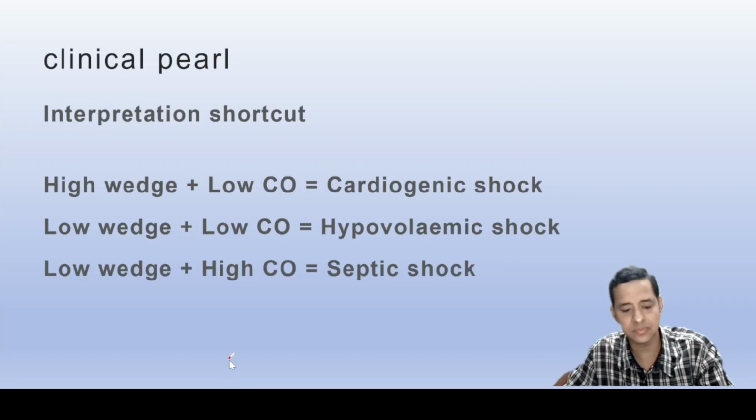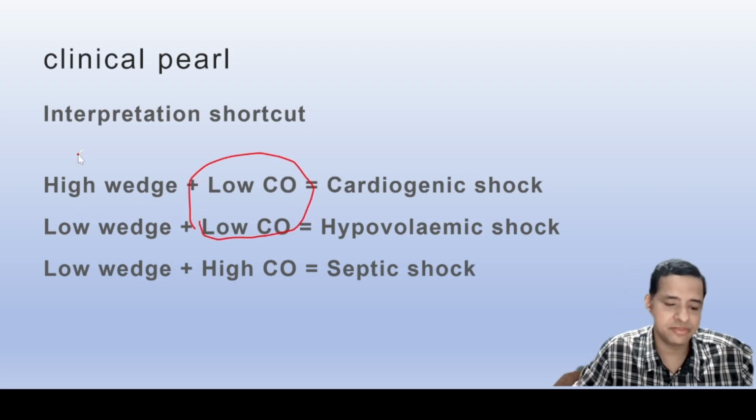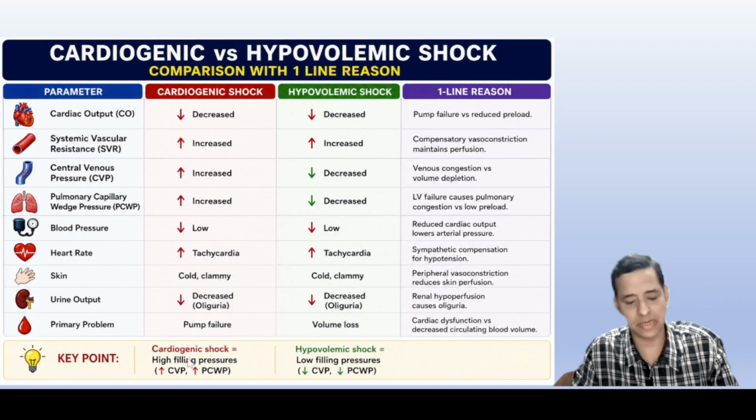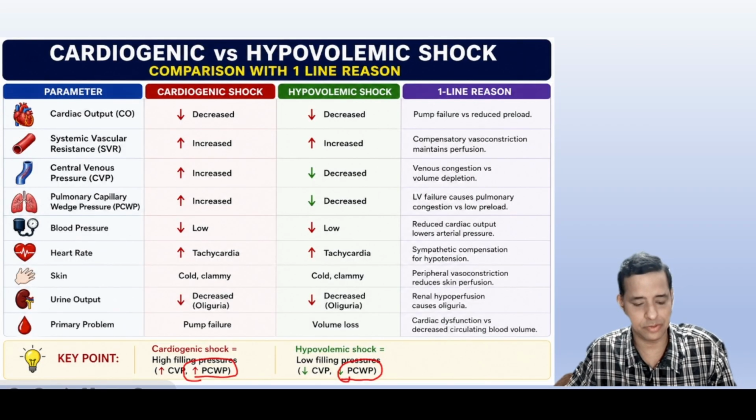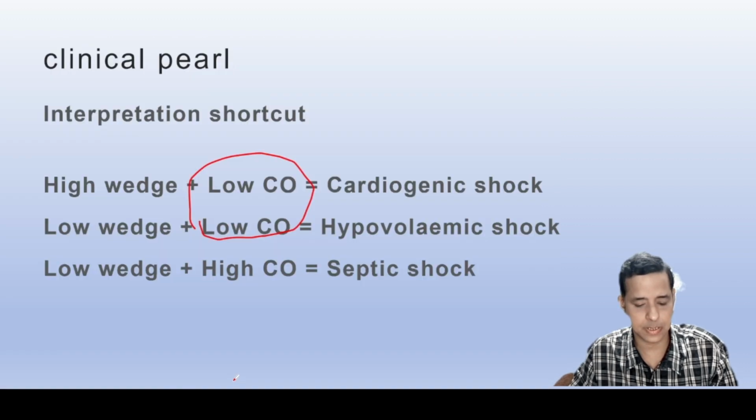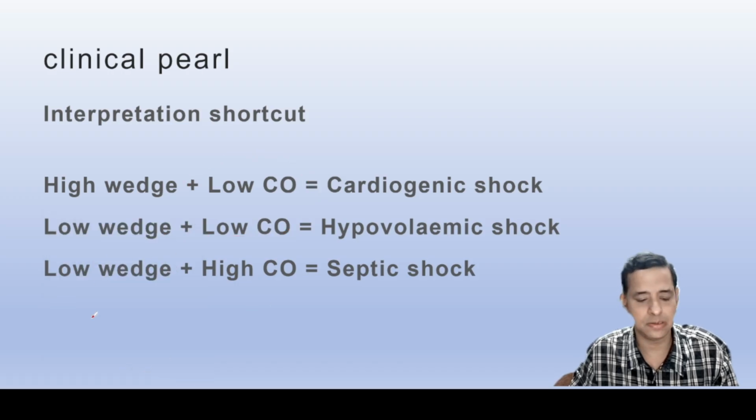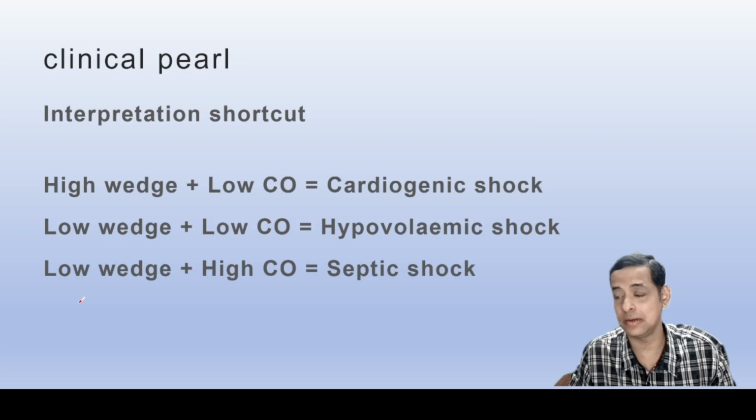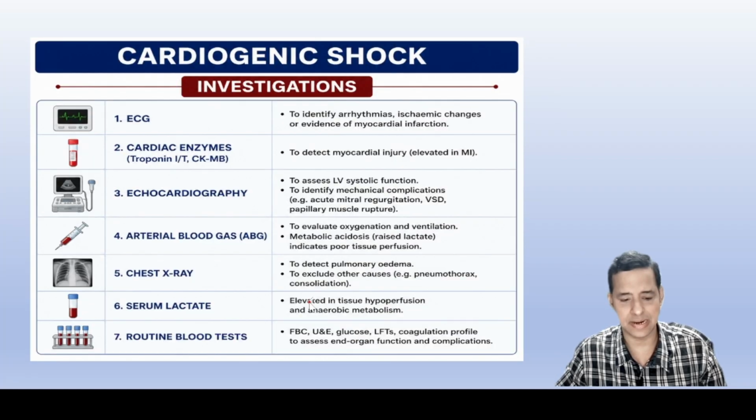Cardiac output is low in both, but the main difference is PCWP: increased in cardiogenic shock and decreased in hypovolemic shock. You have to remember this. These are the most important. Septic shock I will teach in an upcoming session with SOFA criteria and other things. Low wedge pulmonary capillary pressure with high cardiac output is septic shock. Once again, I'm repeating.